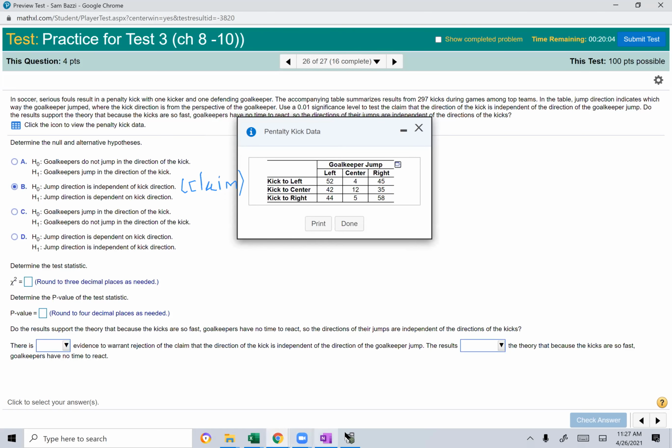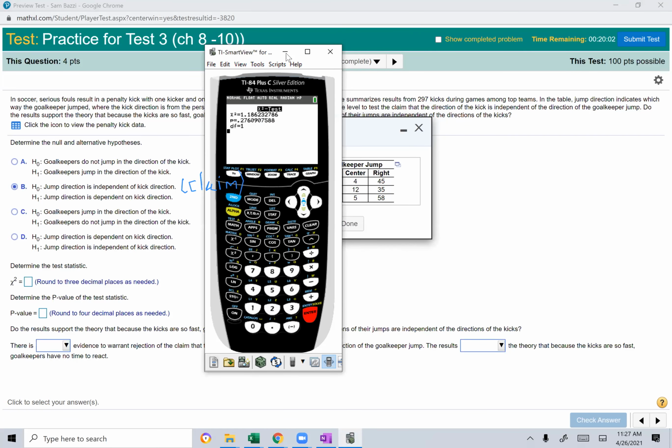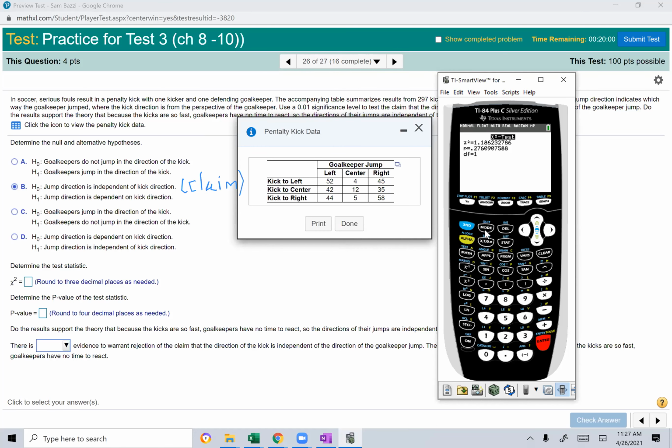I can do that using the calculator again. So watch, guys. Second, matrix, this shouldn't take much time. Edit, enter. It's a 3 by 3 here, you guys. You have 3 rows of data and 3 columns of data. So 3 by 3.